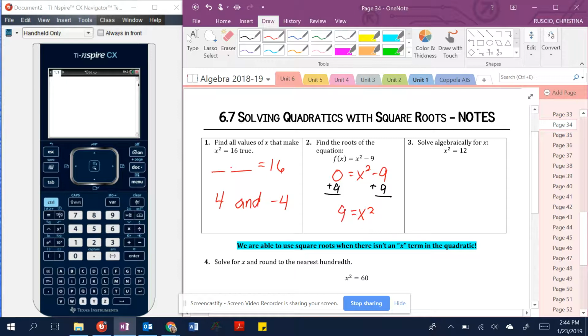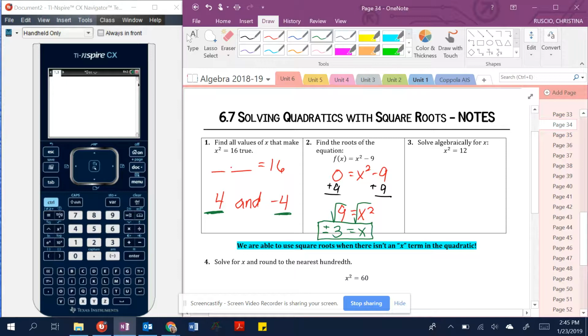Now, some of you are thinking, that just made me so uncomfortable, because you've been telling us not to do this. But we are in the special zone where this is allowed, and we're going to talk a little bit more about why this was allowed. Maybe you already know why we can do it, and we couldn't do that in the 6.5 and 6.6 notes. Then, take the square root of both sides. When you take the square root, you put a plus or minus, because it could be a positive number or a negative number. So the square root of 9 is 3, because 3 times 3 is 9. So x is going to equal positive 3 and negative 3.